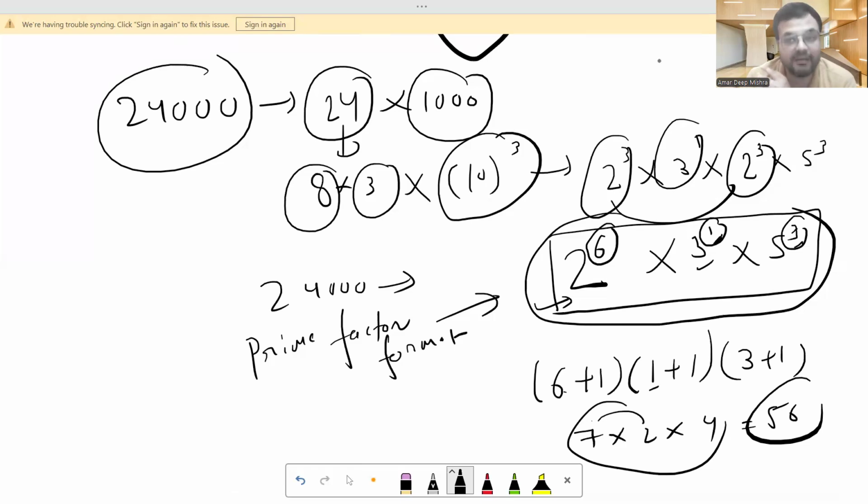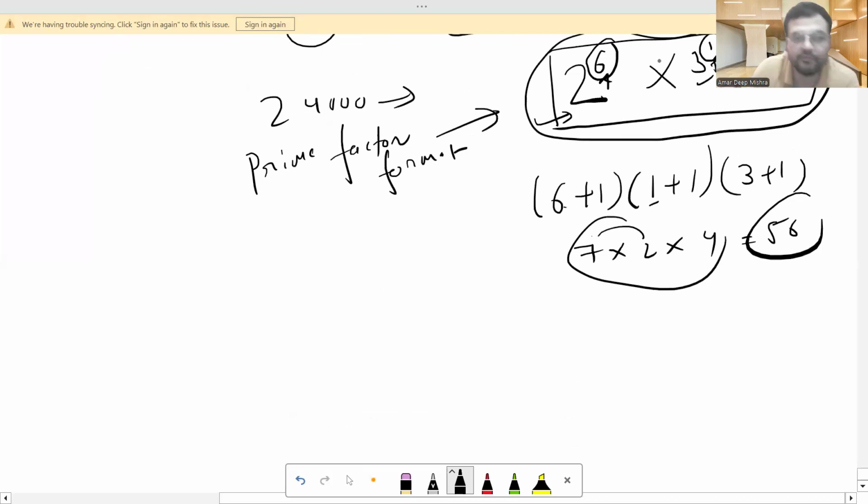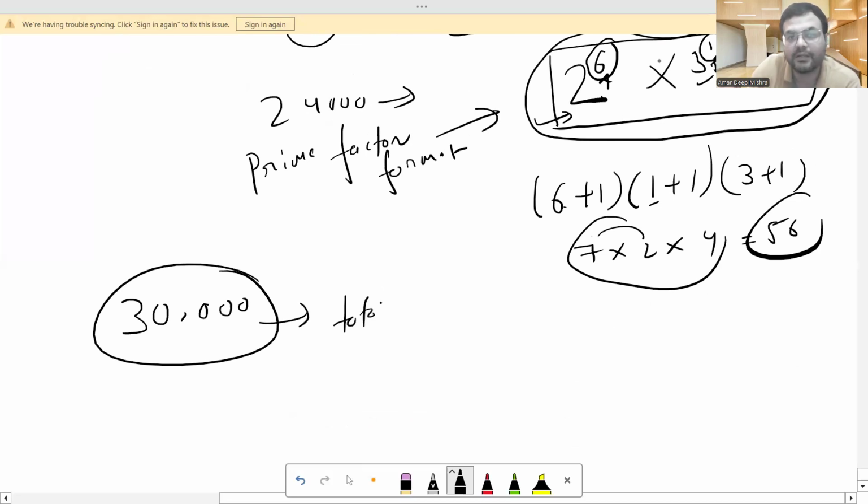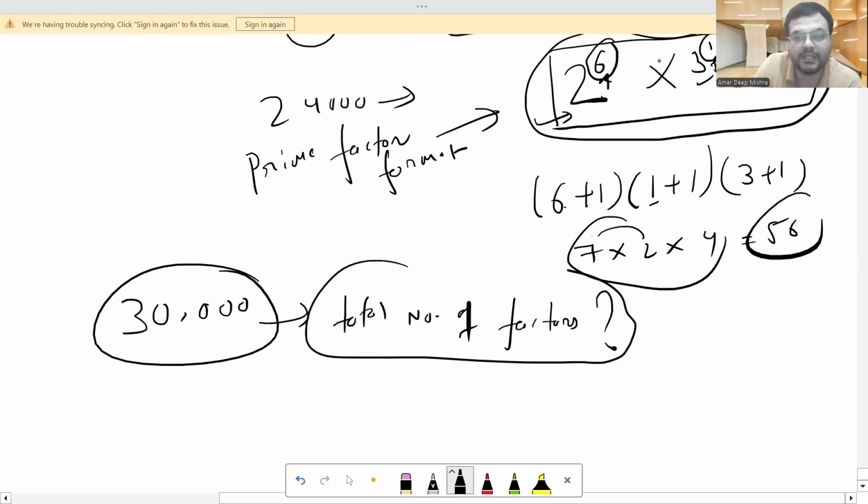So this is how we can find out the total number of factors for any composite number. Again, I'm repeating, the first step is you need to convert the given number into its prime factor format. Then the next step is to look at the power of each prime number, add 1 to each power and multiply them, and you will get the total number of factors for that number. Now I'm giving you a question to solve. The question is 30,000. For 30,000, find out the total number of factors.